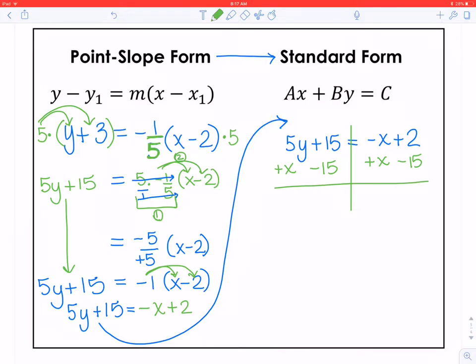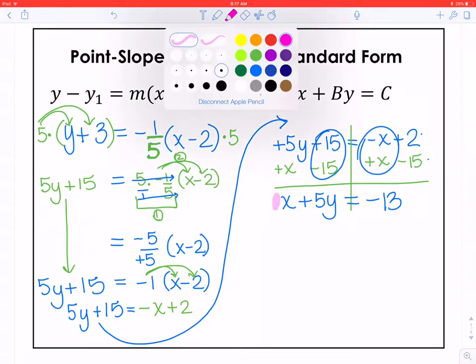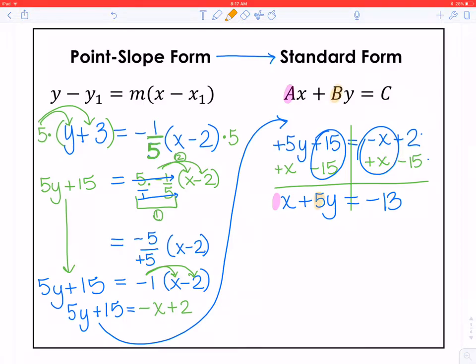I'm okay with you making two moves at once as long as you show what you're doing to make your thinking visible. Okay, so this is going to be 0. I have a 5y and an x. I can't combine those, so they just stay as one long string. x plus 5y, since that's a positive 5 here, is equal to, this is 0, so that's out. Positive 2 and a negative 15 makes a negative 13. And so now I'm in standard form. Ax plus by is equal to c. We see our constant on the right side.